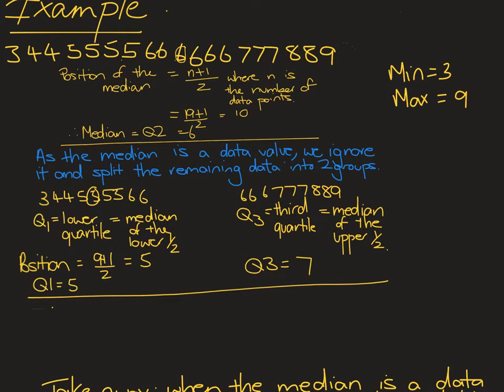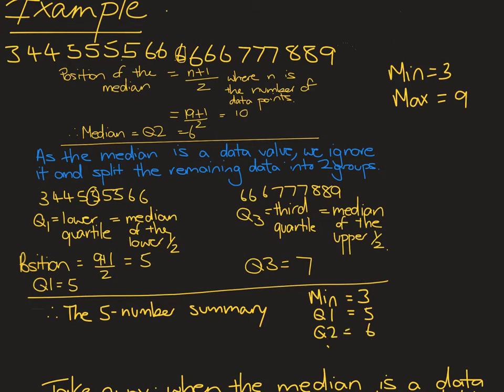So therefore, the 5-number summary is as follows. The minimum is 3, Q1 is 5, Q2 is 6, Q3 is 7, and the max is going to equal 9. So that is when the median is an actual value.